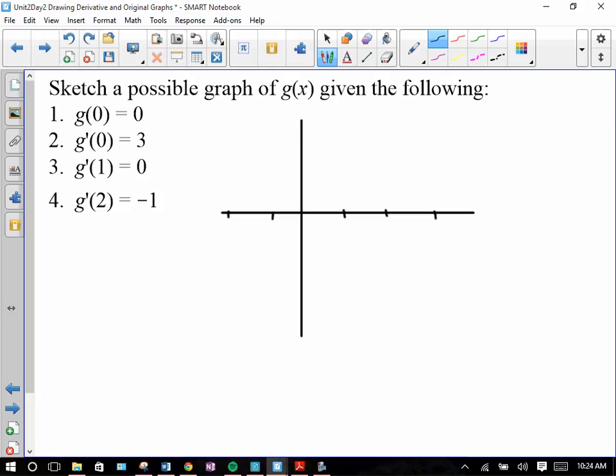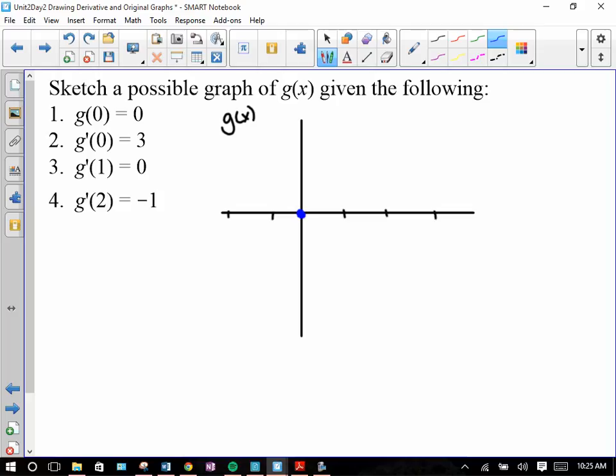Alright, so first of all, I'm drawing a graph of g of x. The first thing I'm going to do is look at the things it tells me. Does it tell me anything about g of x that I know has to be true? It does. It tells me that g of 0 is equal to 0. So that means there's a point at (0, 0).